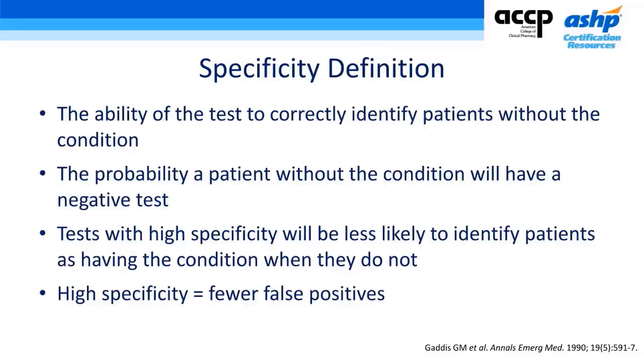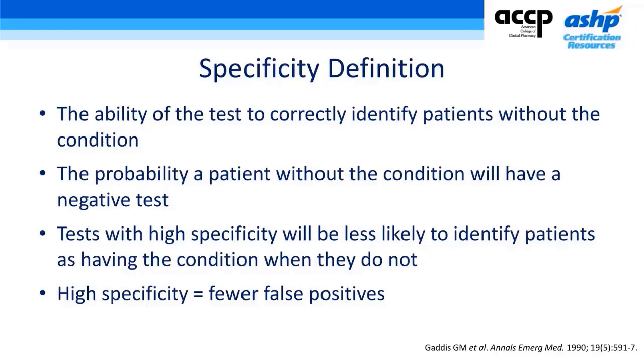Specificity, on the other hand, is the ability of the test to correctly identify patients without the condition. So tests with high specificity will be less likely to identify patients as having the condition when they really do not. So if you have a high specificity, you have fewer false positives.